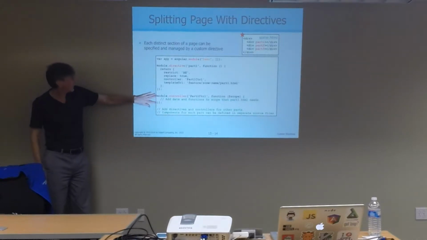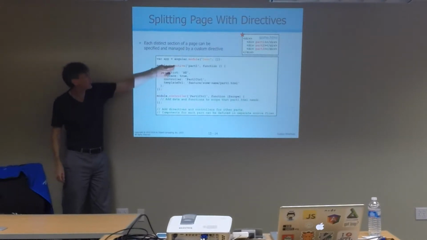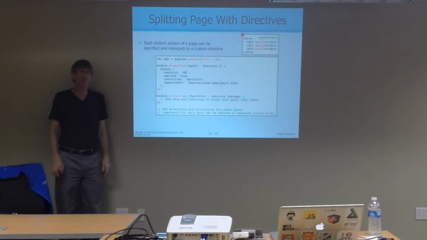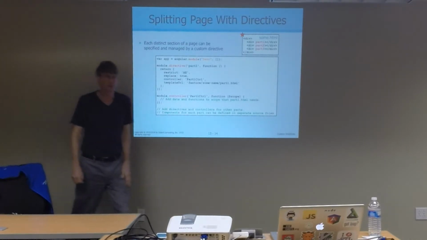So here I have the controller that I'm referencing right there, and I could define the same sort of things for the other parts. A directive for parts 2 and 3, a controller for parts 2 and 3. So I find that this makes the app a little easier to manage if I can break up big pages in one of those two ways.